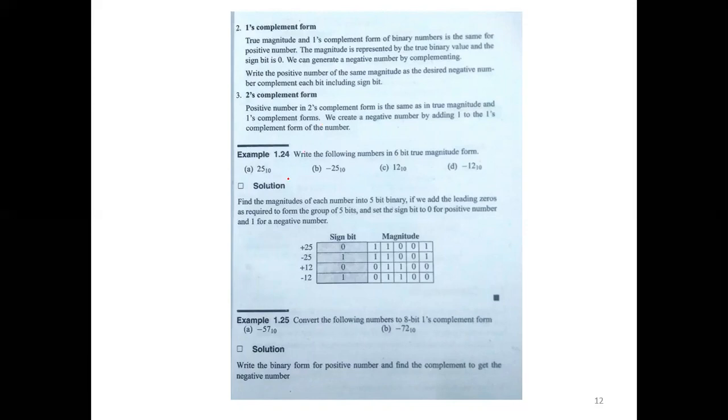Two's complement means one's complement plus 1. If you take some value, first you have to take the one's complement, then you have to add 1 to the one's complement value, and then you will get the two's complement. This is the representation of 6-bit magnitude form, that is 25. So 25 is an unsigned value, so it will be 0 1 1 0 like that. So this is the representation of binary bits.